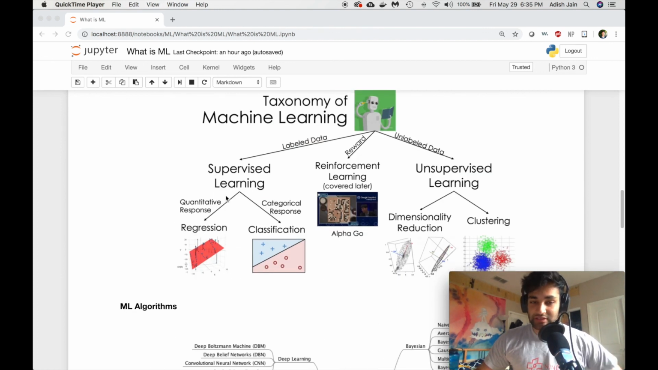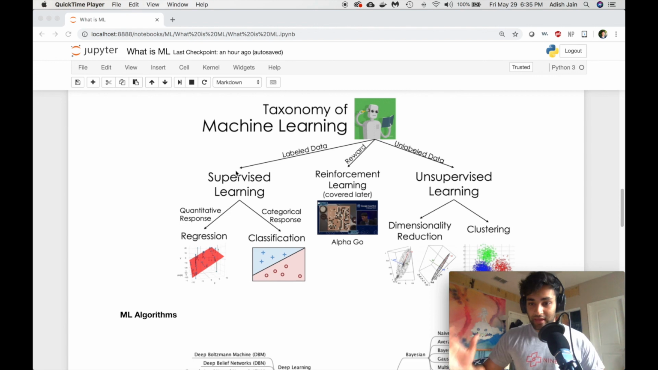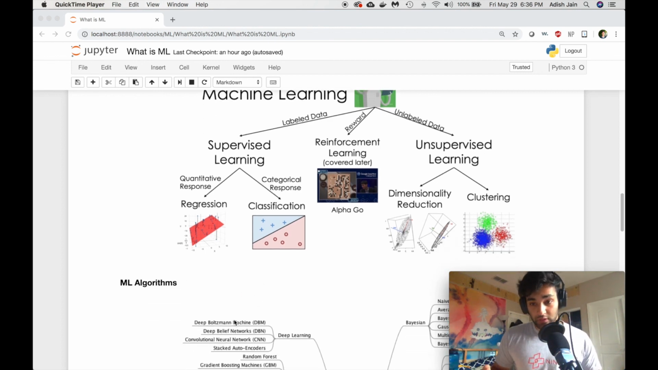So, just to summarize, if you can think of these broad categories as the type of machine learner you are, then these algorithms are the tools that each respective machine learner utilizes to solve the problems that they're dealing with.